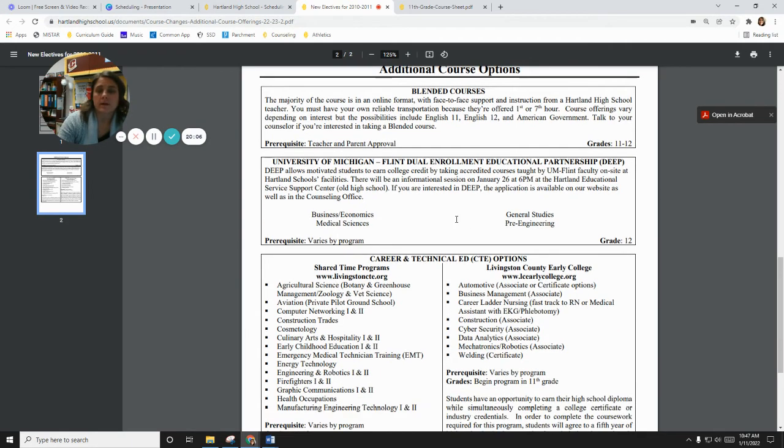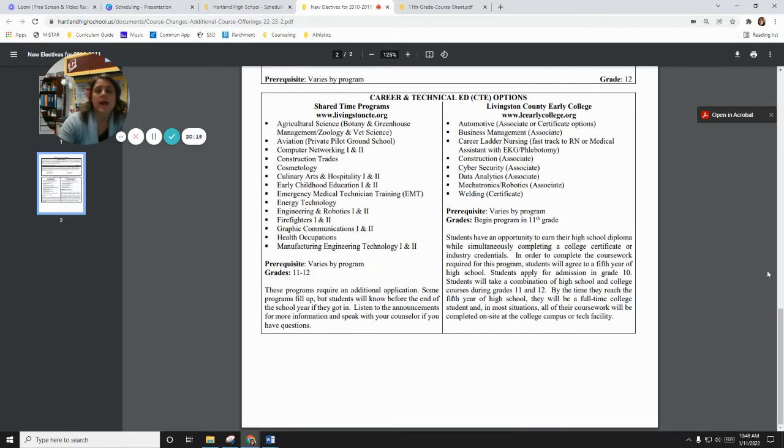DEEP is something that you might have heard of, and this is a dual enrollment partnership with U of M Flint that seniors have the opportunity to take advantage of. So that's explained there. And then CTE, Career and Technical Ed Options.